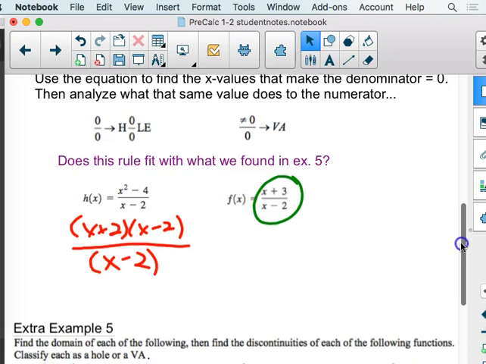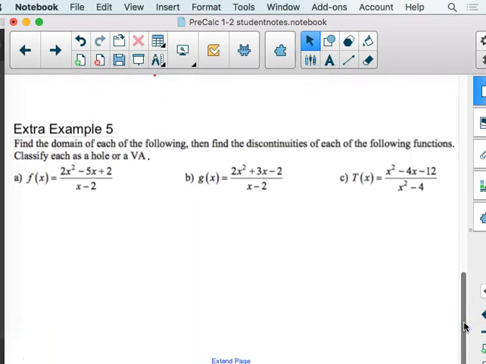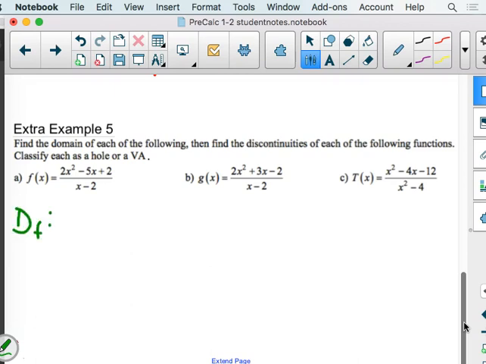Now, example 5 says, find the domain of each of the following, then find the discontinuities of each of the following functions and classify each as a hole or a vertical asymptote. So, let's factor in. Because if we want to find all this good stuff, we need to factor. But we also need to stop right away and say, this has division. So there's a number that's out. What number is out? 2. So the domain of f, I'm just going to use interval notation this time, would be negative infinity to 2, jump over it, 2 to infinity. I'm not going to do the set notation.